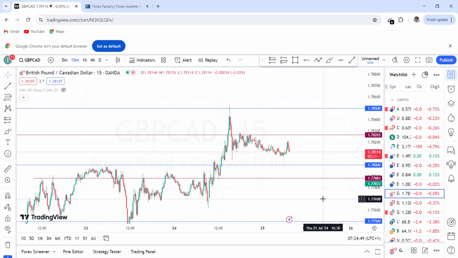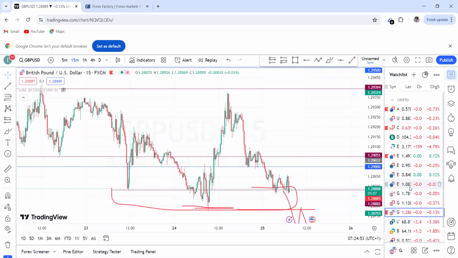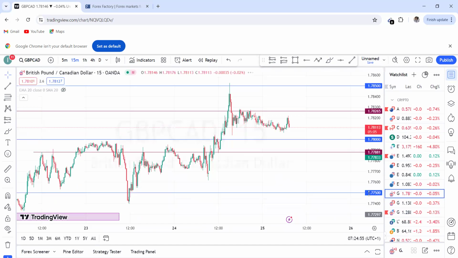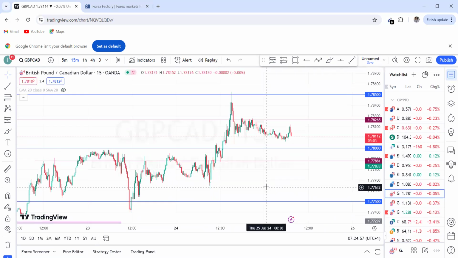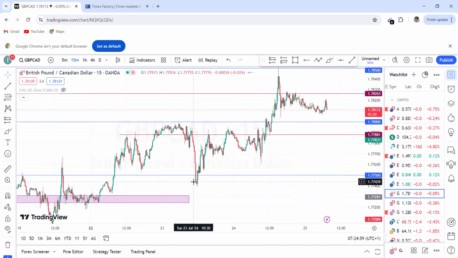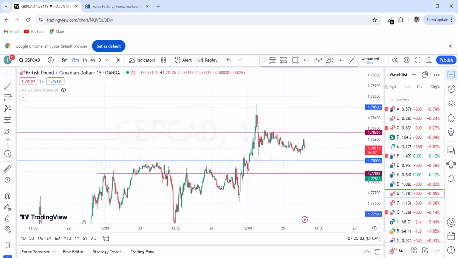That is, if US dollar is not able to give me a sell on GBPUSD, then I'll be interested in buying GBPCAD, because you can see what is happening here. It is on a very slow movement to the upside, and I would want to join this trade from this point. Yeah, a cross up here and then a retest.